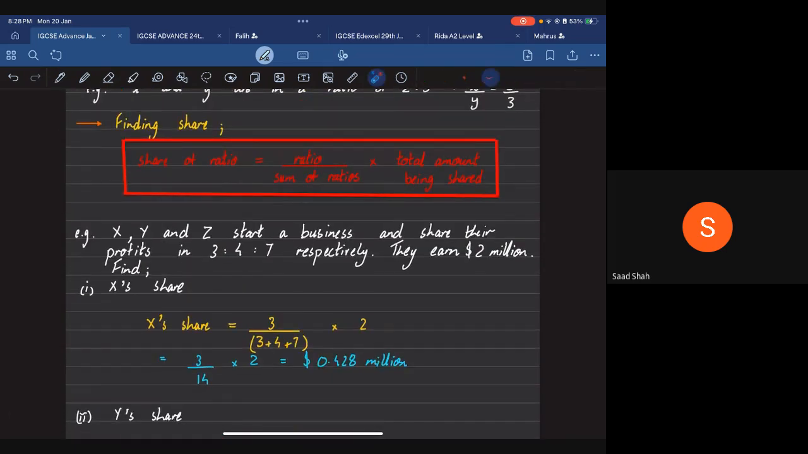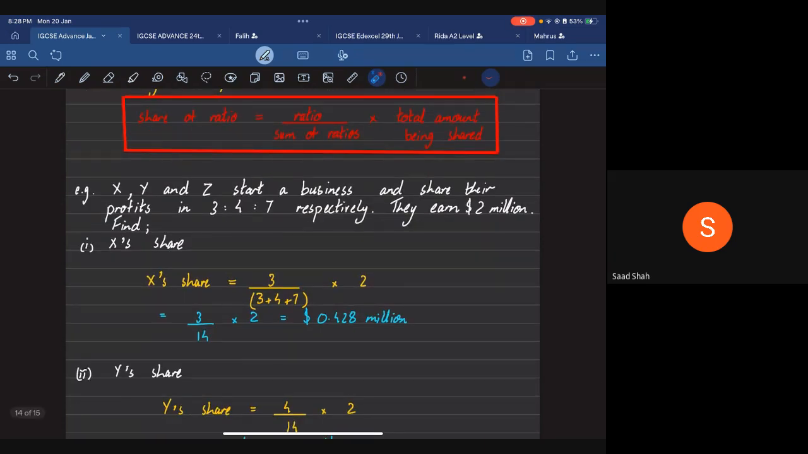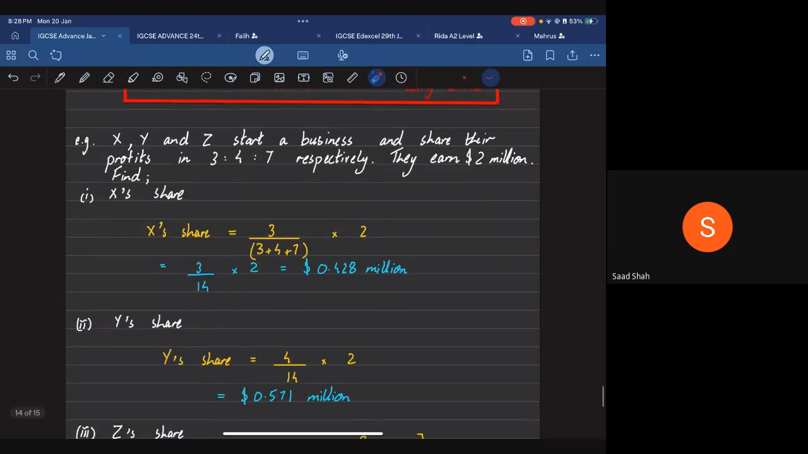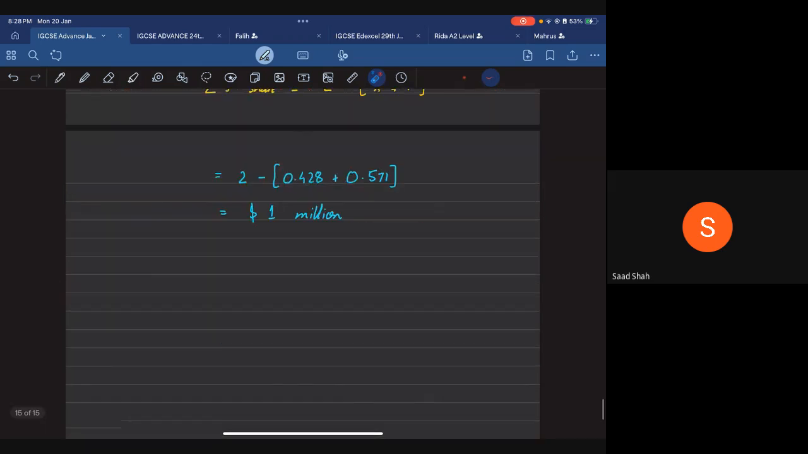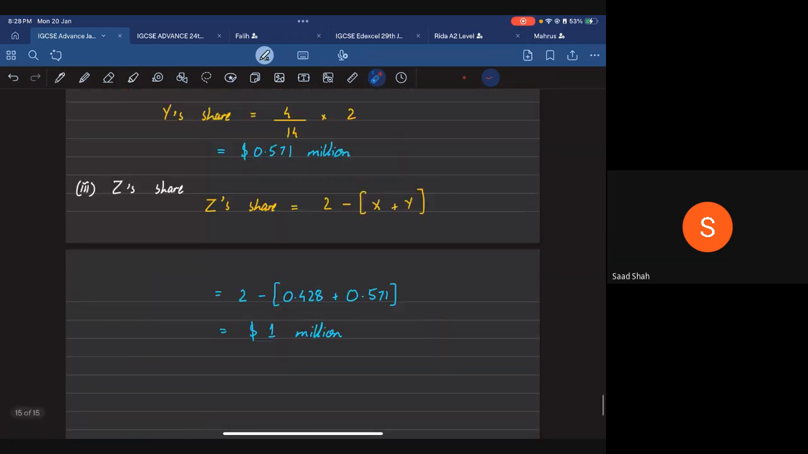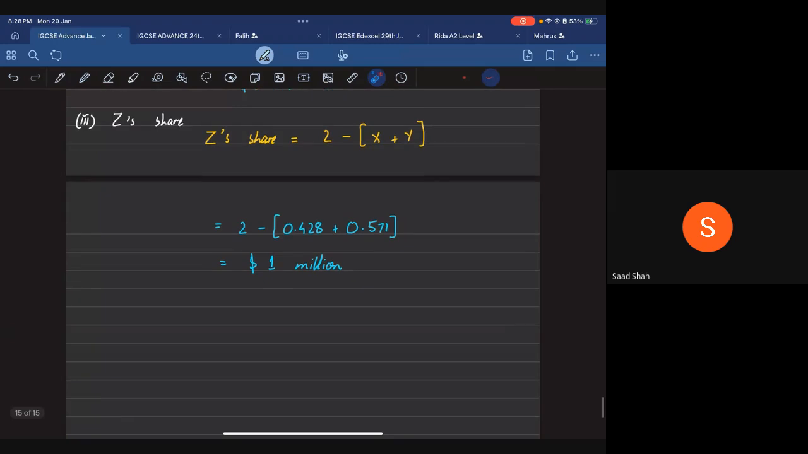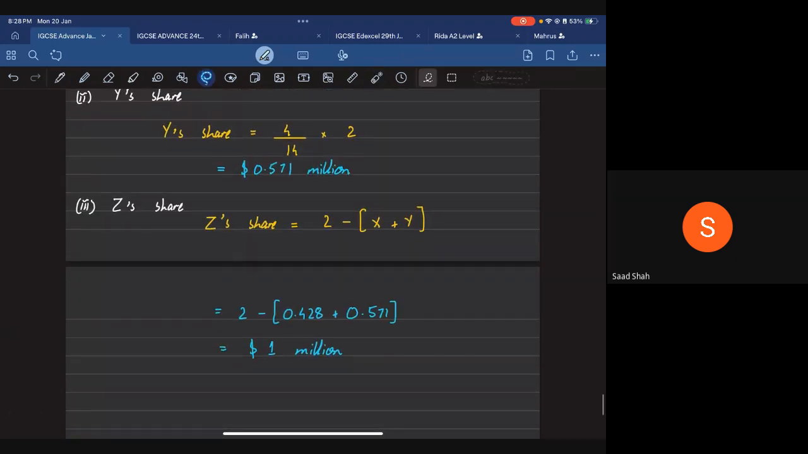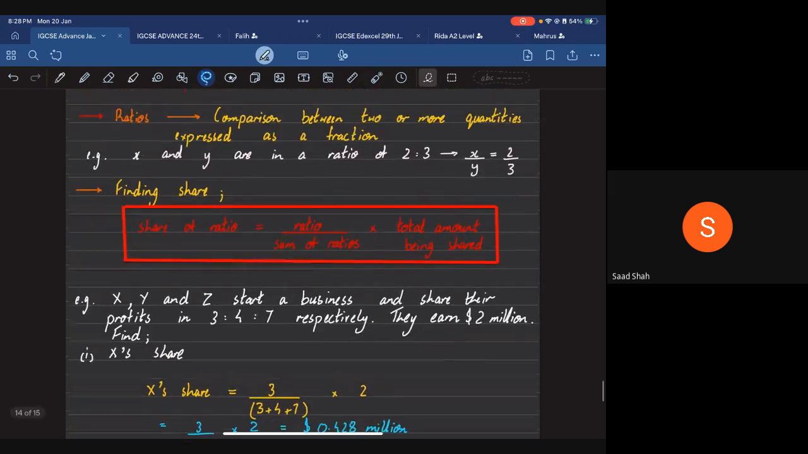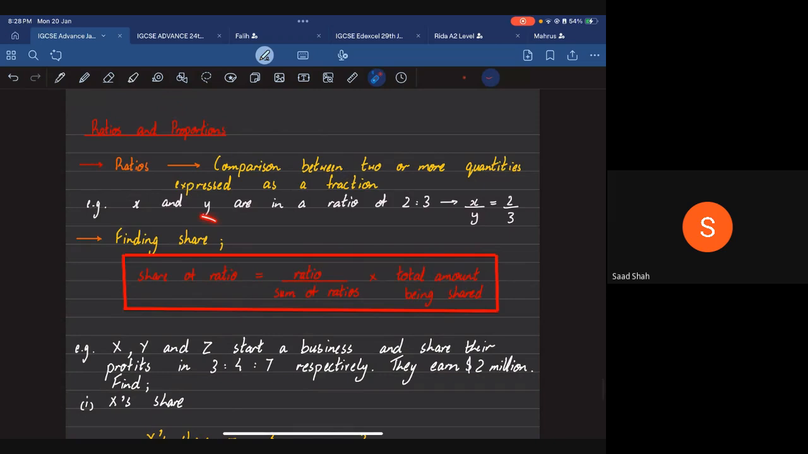There is no restriction on it. You can use the same formula, 7 over 14, and so on. But there's a way of doing it which is much easier. So you can be more sensible and get the same number of marks for doing fewer steps. I think that would be much more convenient. Keeping this in mind, let's move on. So every question which involves finding a certain share, you're going to do it with this formula.